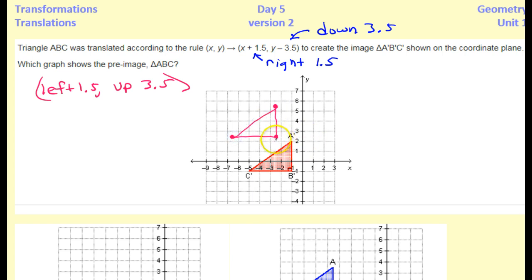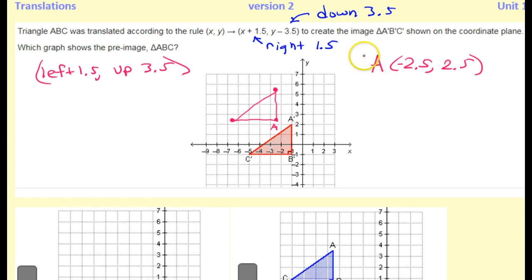Okay, so focus on the right angle here. Focus on point A. This is about negative 2.5 comma 2.5. Alright, so point A seems to be about negative 2.5 comma 2.5. Alright, and then the rest of it works in a similar way. So let's see if we can narrow it down just by using this single point.